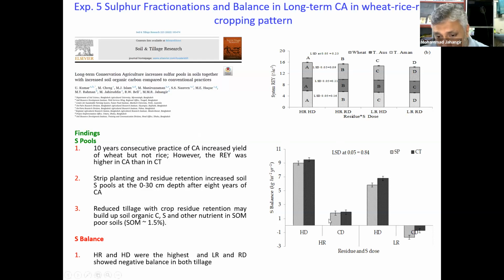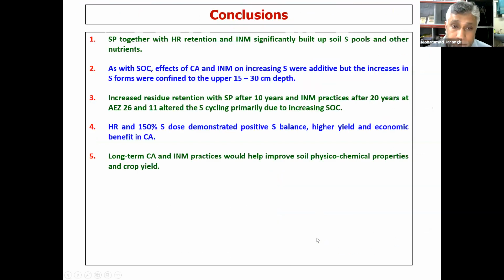We see if we follow conservation agriculture practice with higher crop residue retention, we can use both higher sulfur rate and lower rate, and if we follow higher sulfur rate in conservation agriculture, we have more sulfur deposition in soil. But if we don't follow conservation agriculture practices, then we have sulfur deficiency in the field. That means conservation agriculture can transform deficient nutrient content to the surplus. That means it can make a positive balance.